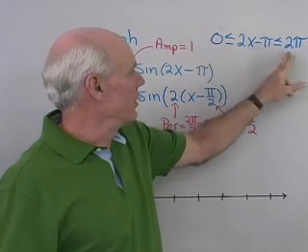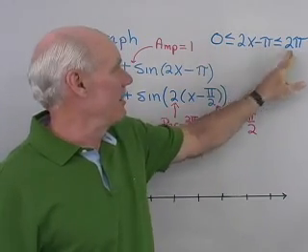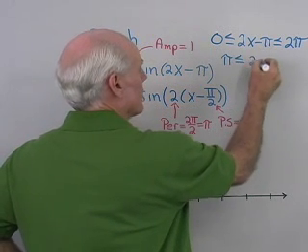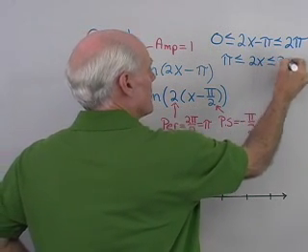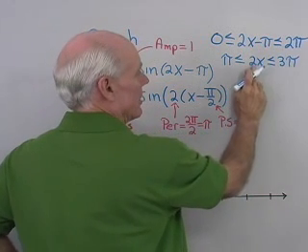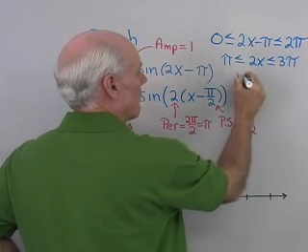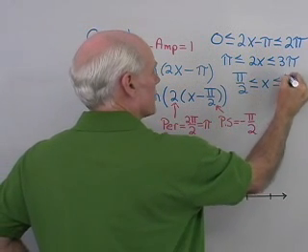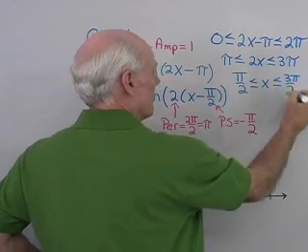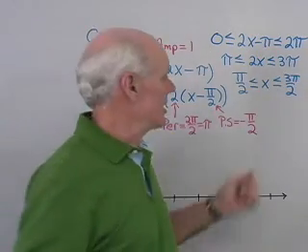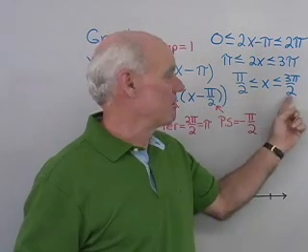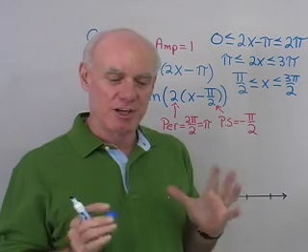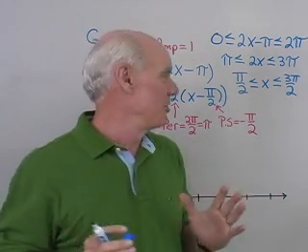Alright, so now I've got this inequality right here. I want to solve this for x. I'm going to add pi to each of the three members to start with. Pi less than or equal to 2x less than or equal to 3 pi. And now I divide each of the three members by 2, and I have pi over 2 less than or equal to x less than or equal to 3 pi over 2. Okay, so what that tells me is this. As x goes from pi over 2 to 3 pi over 2, this graph is going to run through one complete cycle. So that's going to help me draw my little box and help me do the graphing here.